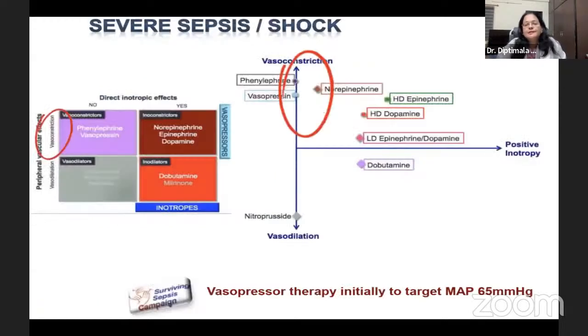So in this slide, you can see the various vasopressors and inotropic agents. So you can see in the circle, norepinephrine, phenylephrine, and vasopressin are being included. So these are helpful to cause vasoconstriction. And on the left side, where there's written direct inotropic effect, here again you see for the vasoconstriction, the drugs of choice are phenylephrine and vasopressin.